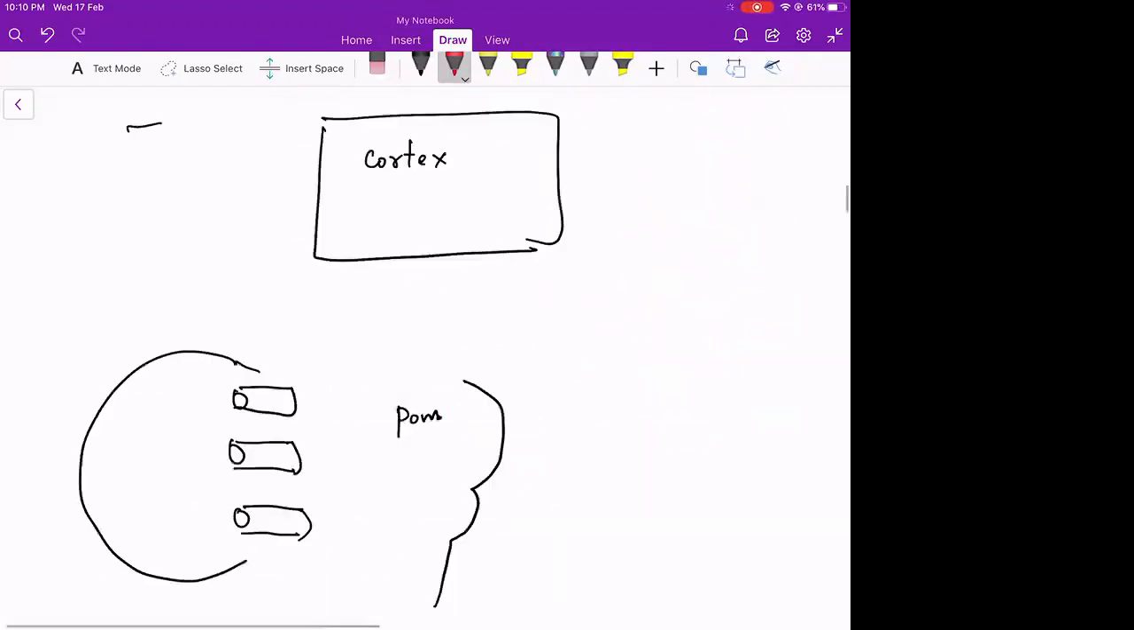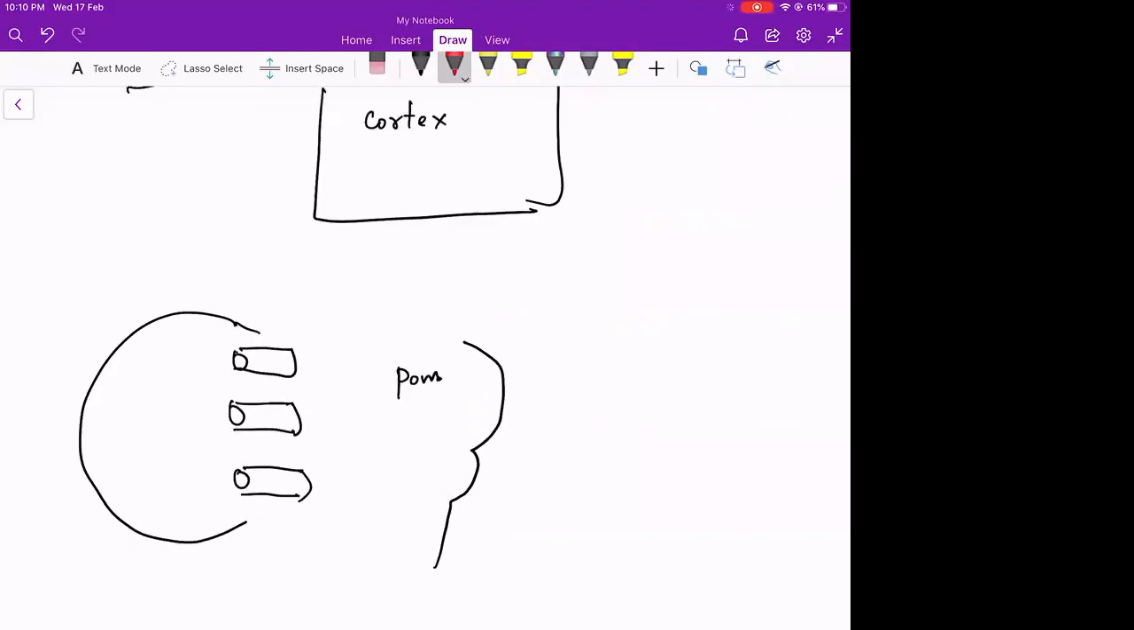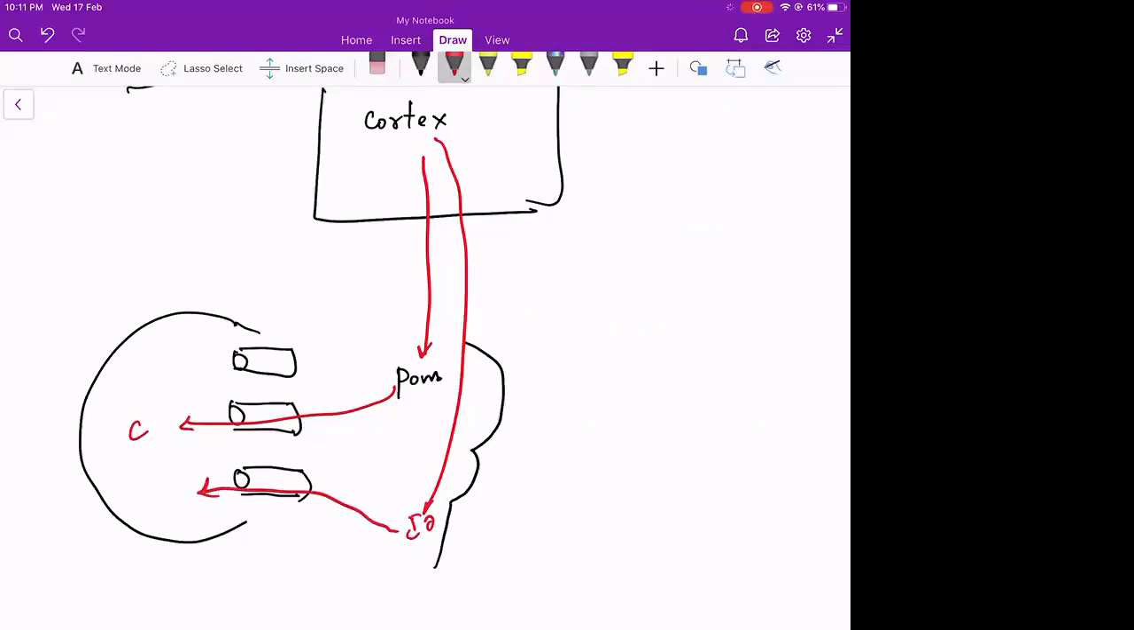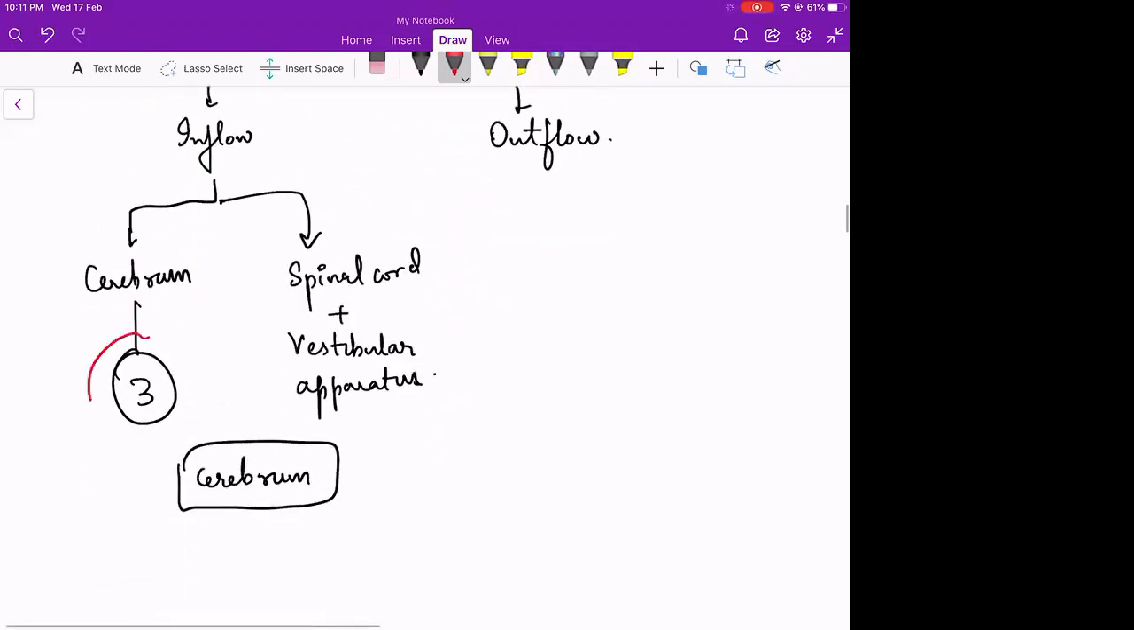So to summarize all the tracts as of now: from the cortex, the cerebellum will receive from the pons through the middle cerebellar peduncle. It even supplies the inferior olivary nucleus, which supplies the cerebellum, and some of the fibers go to the reticular activating system. It also supplies the cerebellum. These are from the cortex, and in total there are 3 tracts.